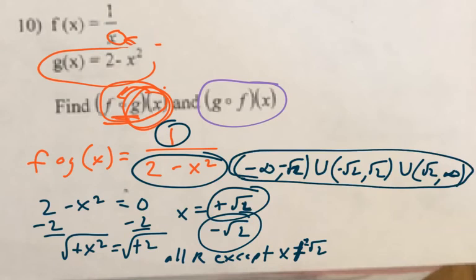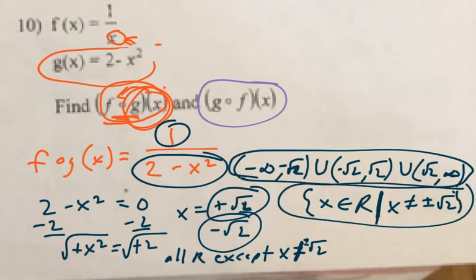How about this one? We know that x can be an element of all real numbers, except, we'll put a little vertical bar there, x cannot equal plus or minus square root 2. I think I like that one better. What do you guys think? But talk to your teacher about how she wants you to write the domain. Follow what he or she says, because that's how they're going to grade you.